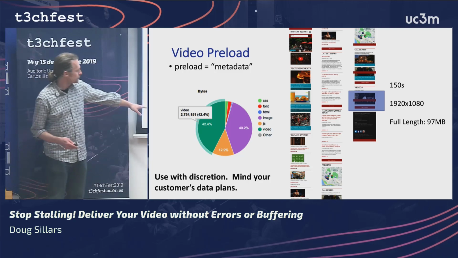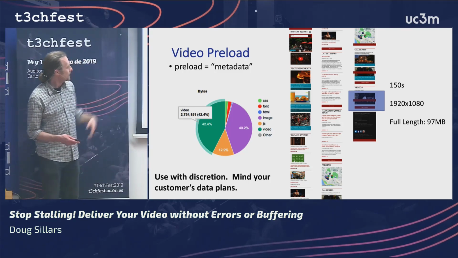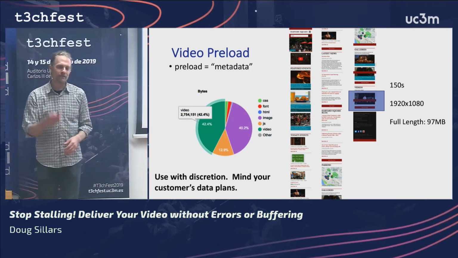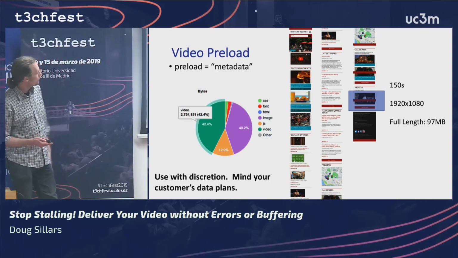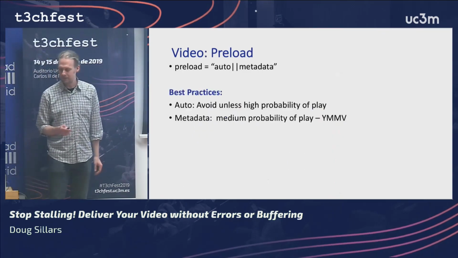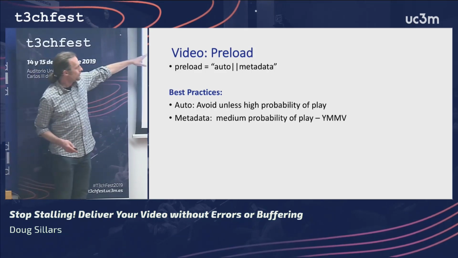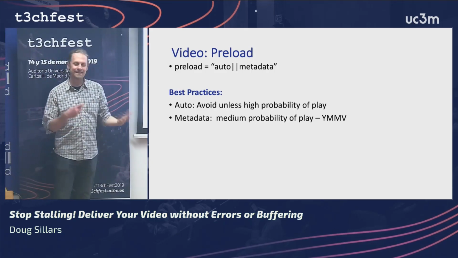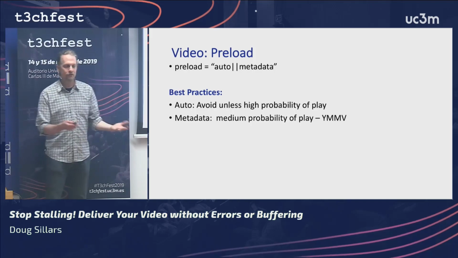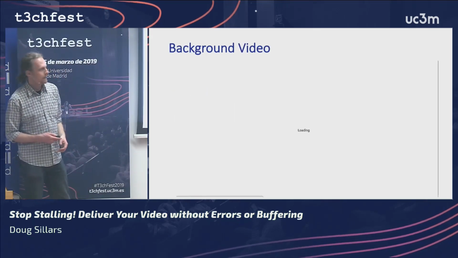So use this with discretion. And again, it's not all. I guess this one is 30 euros, so it's still a little bit expensive. So again, avoid auto unless it's high probability. Metadata, medium probability to play. Otherwise, you'd probably set it to none.